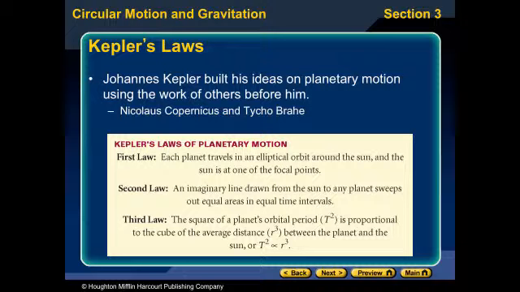The third law is the square of a planet's orbital period is proportional to the cube of its average distance between the planet and the sun. Big T is period, which is the time for one orbit. T squared is proportional to r cubed, and that symbol is a proportionality symbol, so we will use some constants and other variables to make that an equality. But right now we're just saying as T goes up, the square of T goes up at the same rate as r cubed.